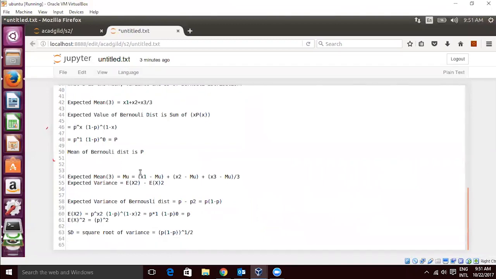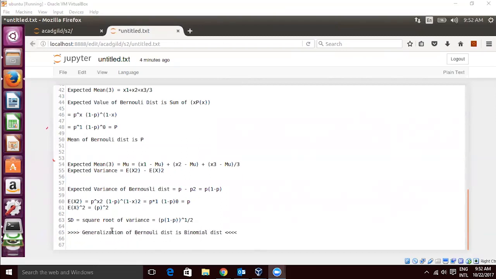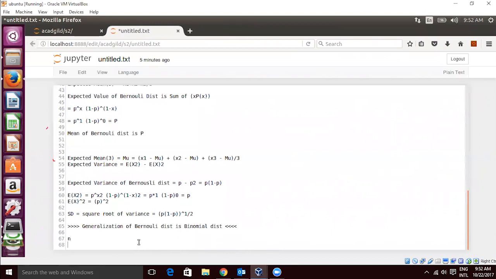Okay, the generalization of Bernoulli distribution is binomial distribution. This is very important. So the generalization of Bernoulli distribution is binomial distribution. Now I have n trials. Out of n trials, what is the probability of getting success?